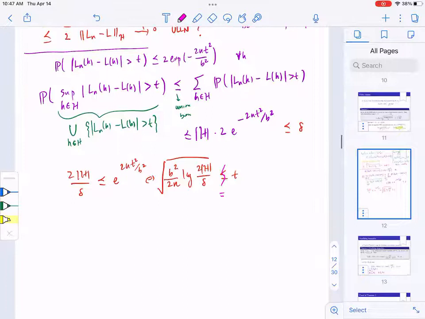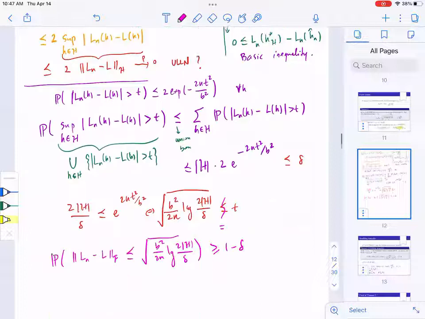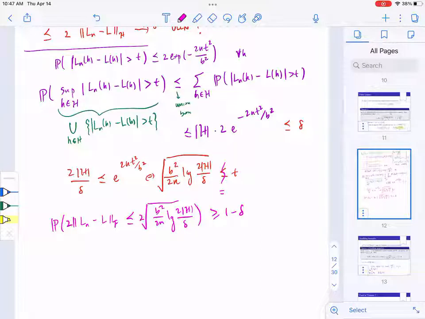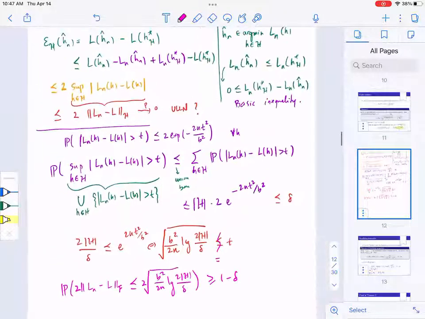If I take t to be equal to this, I've shown that the probability that L_n minus L is less than or equal to the square root of b squared over 2n times log of 2|H| over delta is bigger than 1 minus delta. And then if I multiply by 2, because this is bounded by 2, I get the same thing for the excess risk. And if you do it, it's just there. Okay, so that just completes the proof.